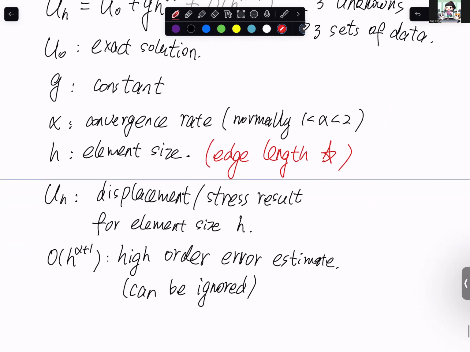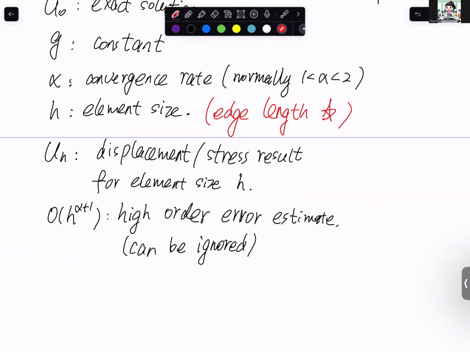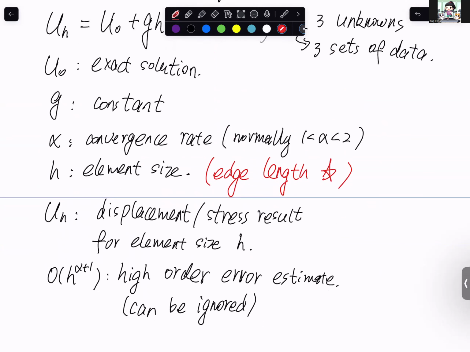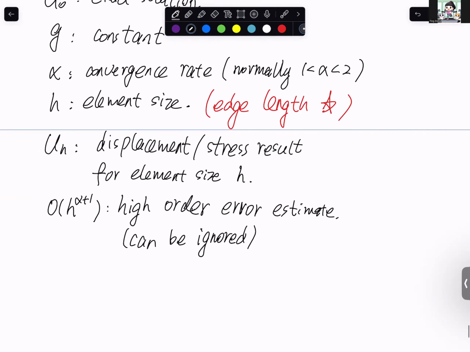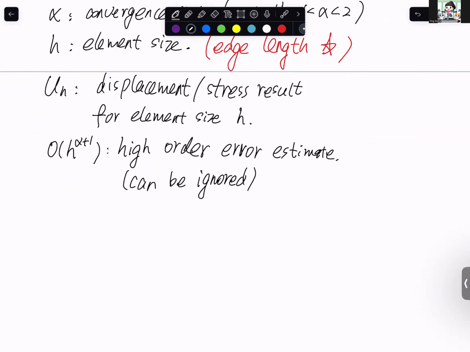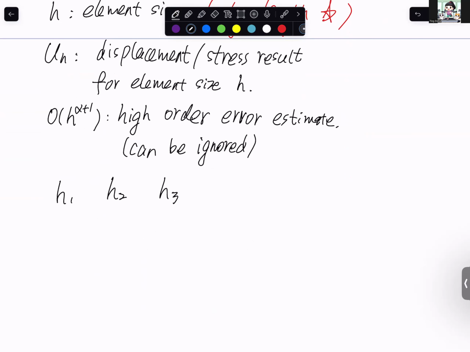Any questions so far? So now we have the equation, we clarified all the parameters, and we know that we need 3 sets of data. Now let's assume that we have 3 sets of data. Let's say for the first try, you use H1, and then you find the element sizes H2 and H3. And of course, you get the corresponding UH1, UH2, UH3. Normally when we refine the element, it means that H1 is greater than H2, which is greater than H3, right?